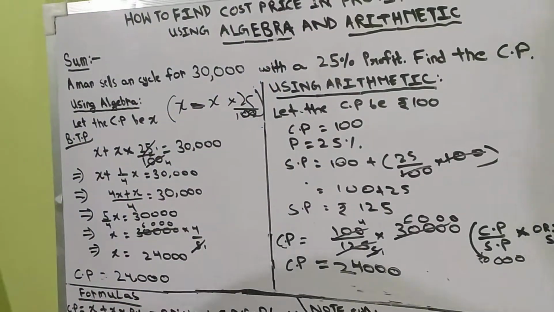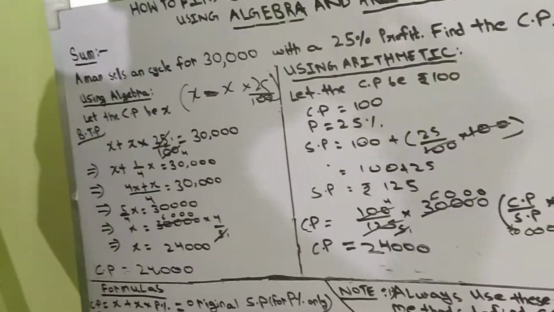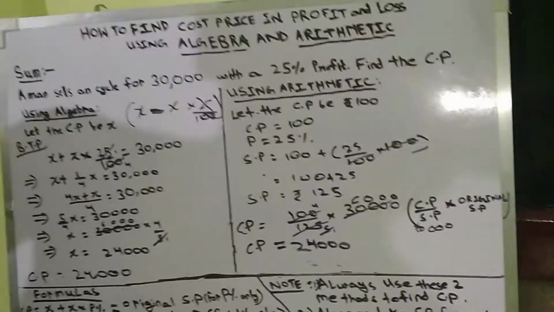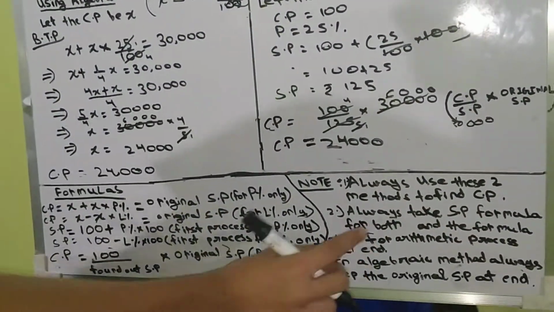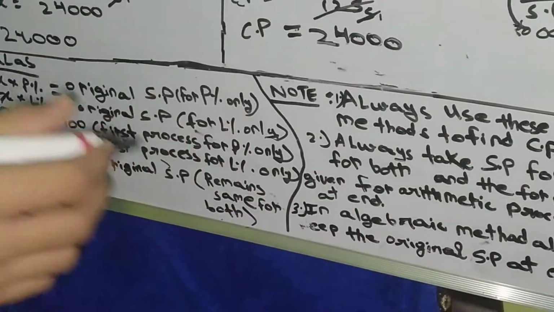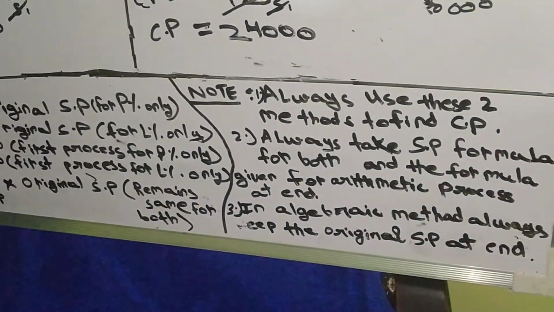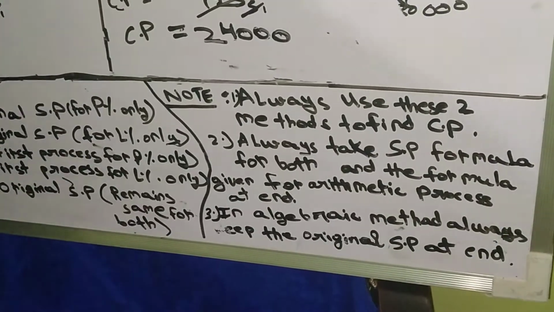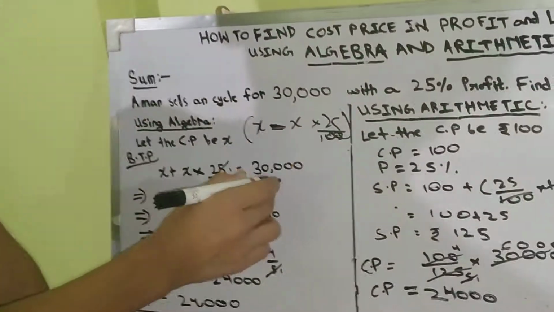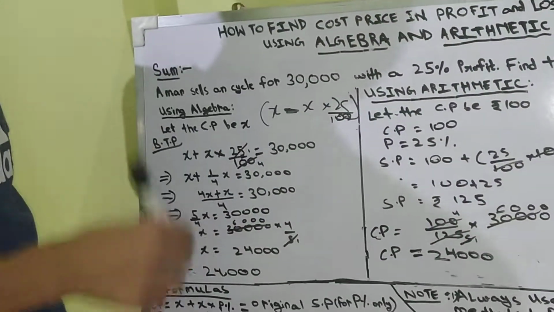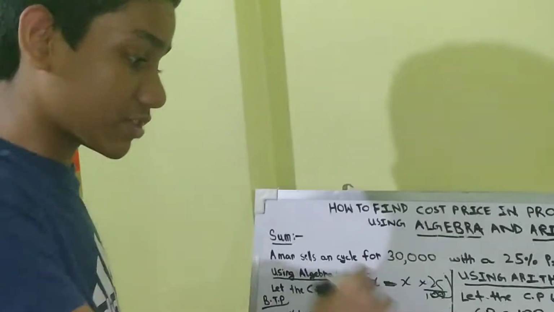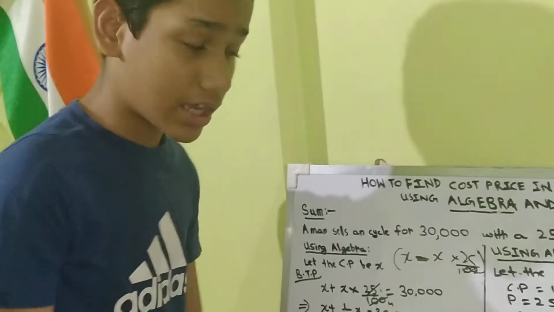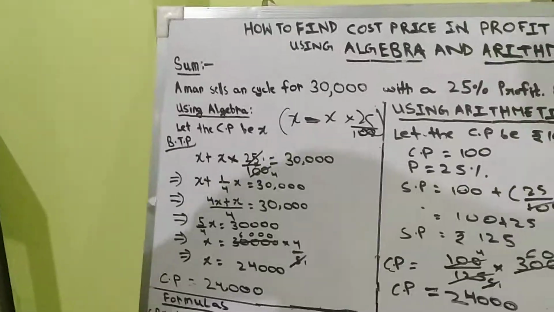Like explained in this video, this is the profit. Now we go on to note number 3. In algebraic method, always keep the original selling price at the end. I want to say that if you use algebraic method, then it is mandatory to always keep the selling price at the end equal to 30,000. We have to give this, then only our sum can be completely right.